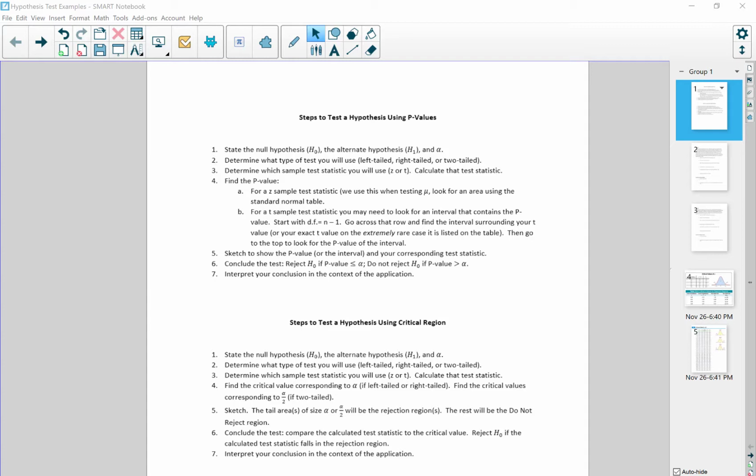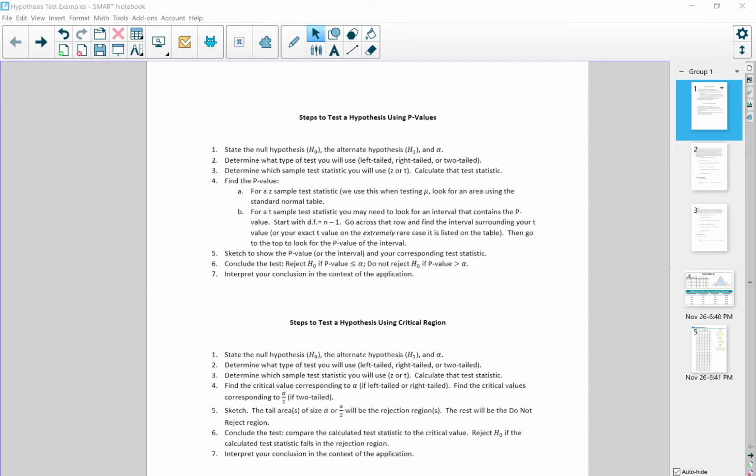So using p-values, the first step is to state the null hypothesis and the alternative hypothesis and alpha. This first step, in fact, the first three steps essentially are the same regardless of which method you're using. So first thing, state the null, state the alternative, and state alpha. Second step, figure out which type of test you're going to use. So whenever I say the type of test, it's either going to be left-tailed, right-tailed, or two-tailed.